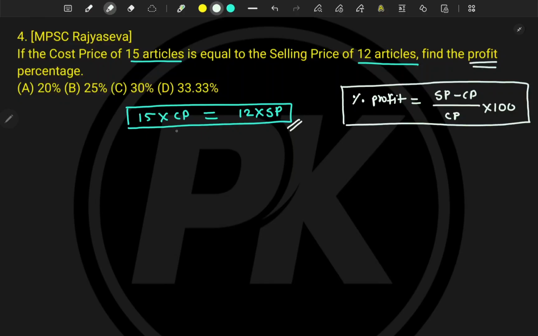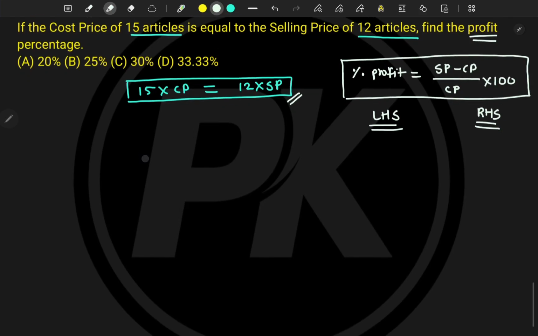But now here I have only this equation. Let's say this is LHS and this is RHS, left hand side and right hand side. Now tell me, can I say selling price divided by cost price from this equation? I'm just transferring selling price here and cost price here. So selling price divided by cost price is equal to 15 divided by 12, right? And 3 fives are 15, 3 fours are 12, so 5 by 4.